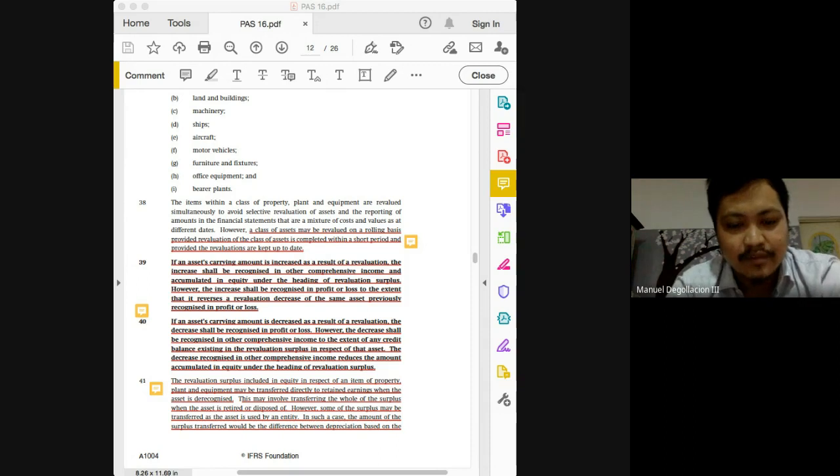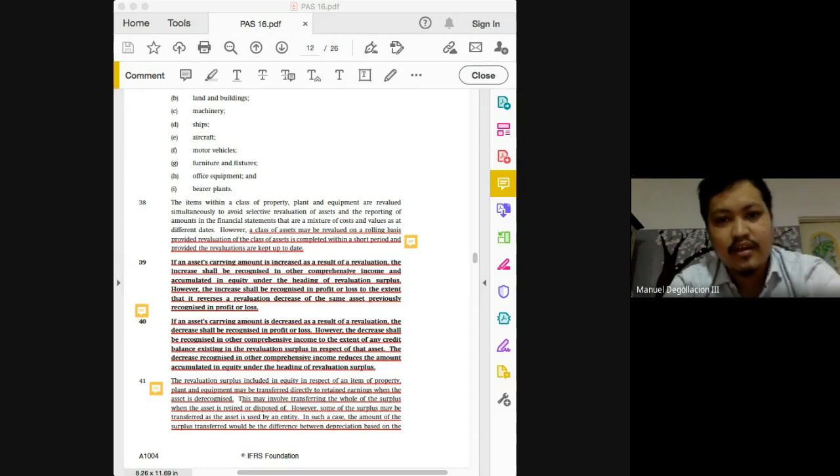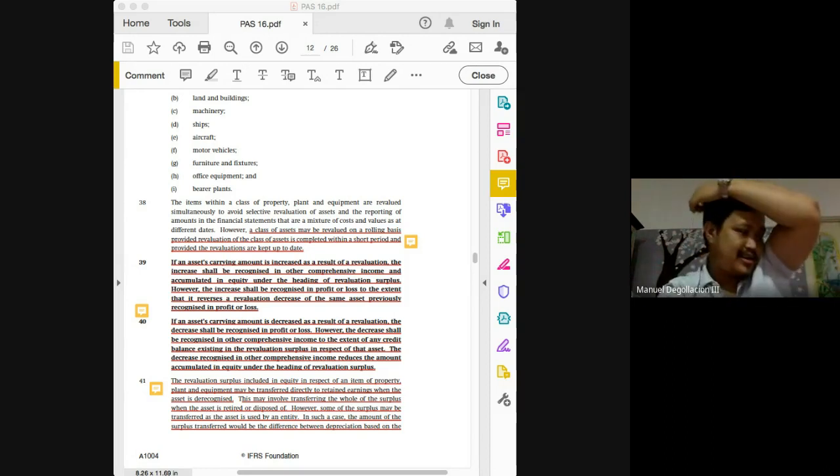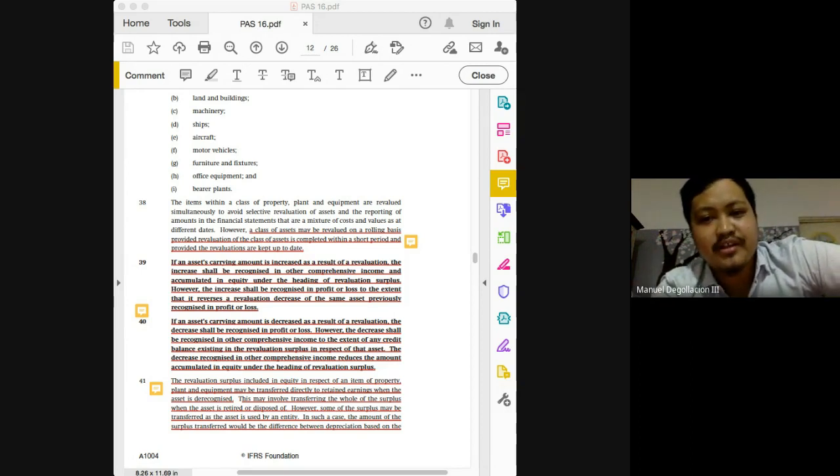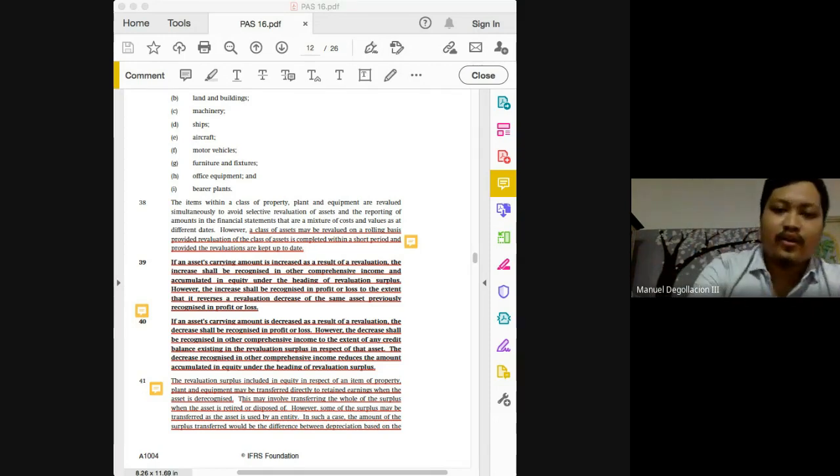You will be asked, where do you report or how do you call the increase in the carrying amount of your PPE as a result of a revaluation? The answer is revaluation surplus. Where is it to be reported? You would say the changes to the revaluation surplus are to be reported in the other comprehensive income, whereas the accumulated amount is presented in your equity section.